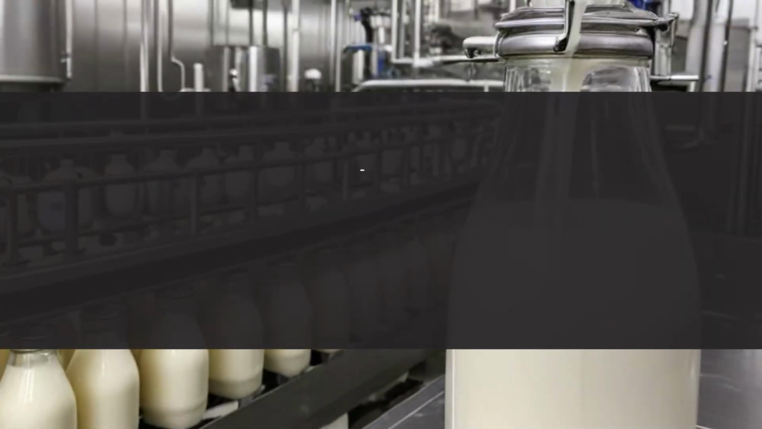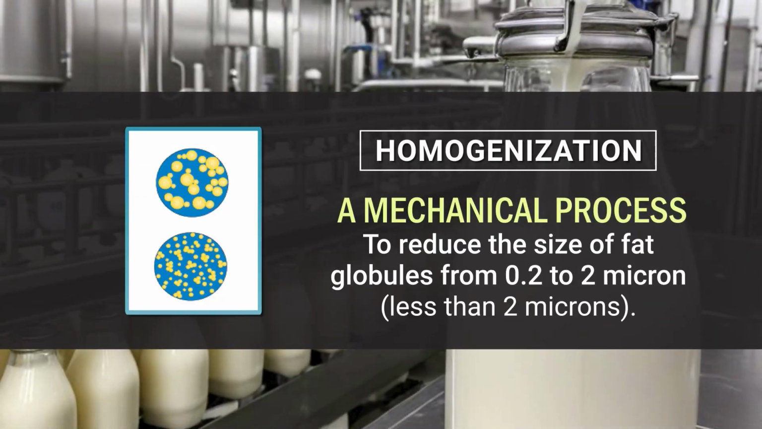The next step is homogenization. Homogenization means the fat globules are broken down into smaller particles. You can see in the first top picture, the particles are bigger, and in the lower picture, the particles are smaller. They should be reduced to less than 2 microns, and it is done through a machine, a mechanical process, and the fat is reduced up to 2 microns. Because of this, the fat layer does not form on top of the milk.